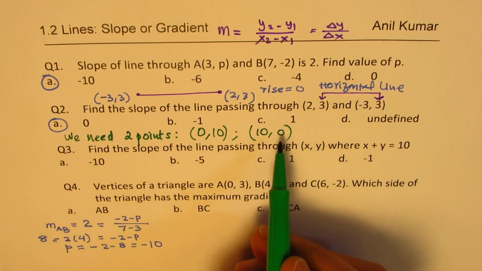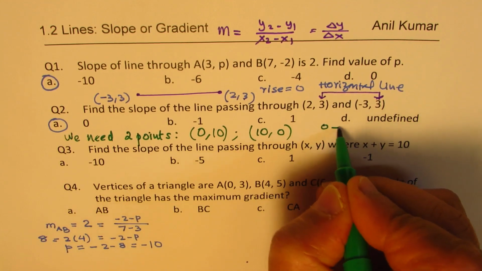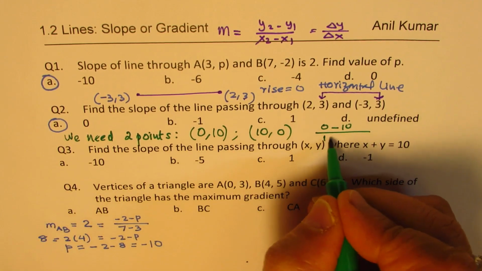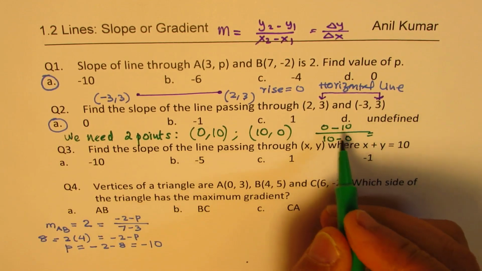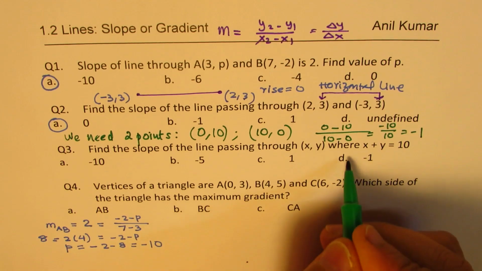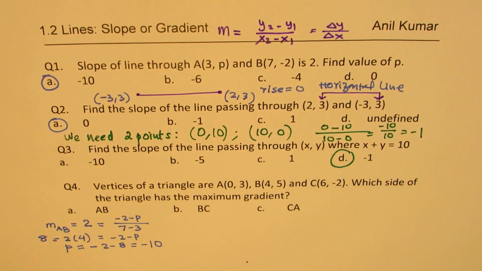Okay, how? Do y2 minus y1. So we are doing 0 minus 10 divided by 10 minus 0. Okay, so we get minus 10 over 10, which is minus 1. So the right answer is D here. Does it make sense to you? So the questions are very interesting and they will help you in many exams and tests.